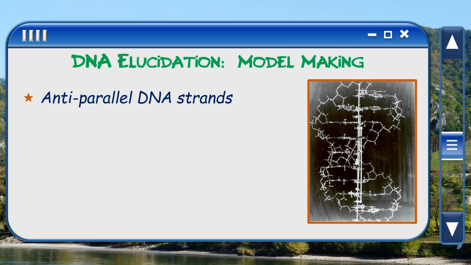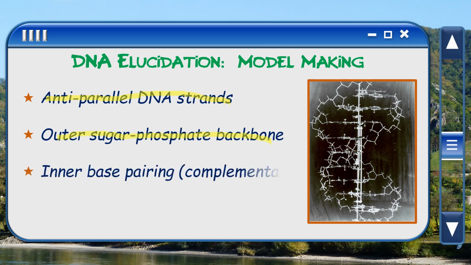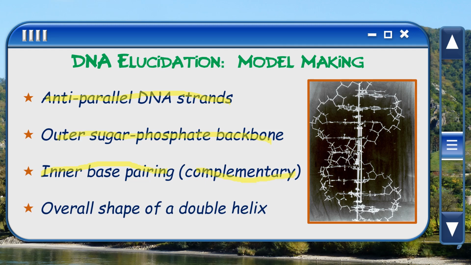One, antiparallel. They used the antiparallel DNA strands facing in different directions. Two, the outer sugar phosphate backbone. They used that also. Three, the inner base pairing. Those are complementary bases. Four, the overall shape, a double helix. That's what they were using.